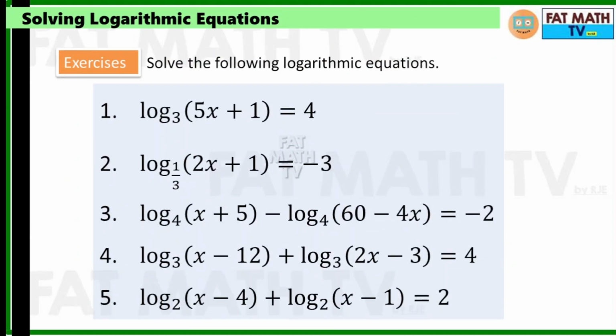Okay, time for practice. So we have here 5 items for your practice. And some of them will take you a little bit longer, like these numbers 3, 4, and 5. Number 4 and 5 will involve quadratic equations, so you will also factor. Okay, so pause the video and answer the items.